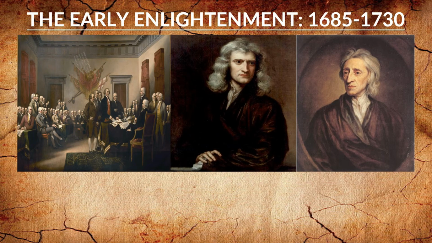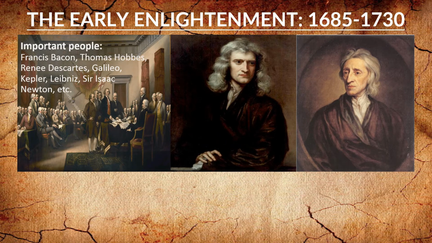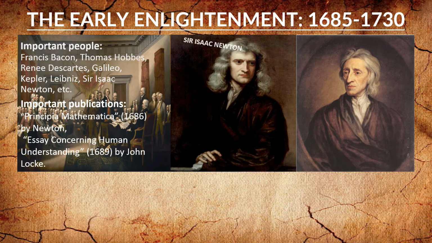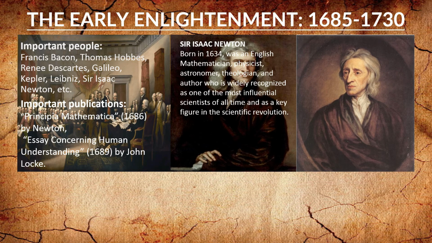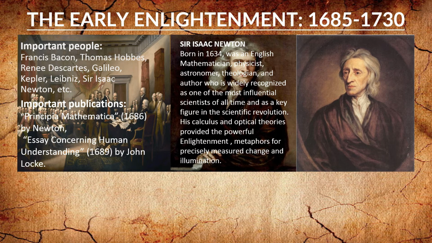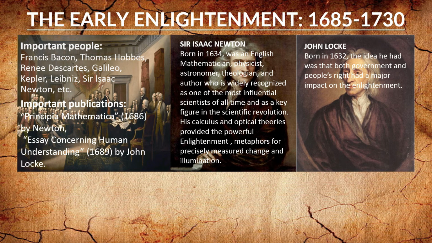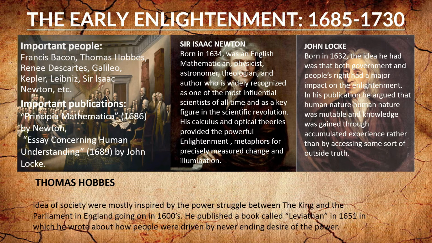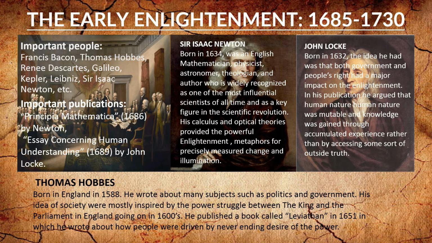The early Enlightenment was contributed by Francis Bacon, Thomas Hobbes, Galileo, Kepler, Leibniz, and Sir Isaac Newton. The important publications were Principia Mathematica by Newton and Essay Concerning Human Understanding by John Locke. Sir Isaac Newton was born in 1634, was an English mathematician, physicist, astronomer, theologian, and an author, who is widely recognized as one of the most influential scientists of all the time.